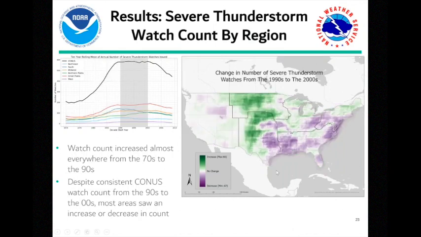When we look at the 90s to the 2000s, according to the plot, this time period looks somewhat stagnant across CONUS, but most areas actually saw some form of increase or decrease in this time, with the decrease being most prominent across the South and the increase being most prominent across the Northern Plains.